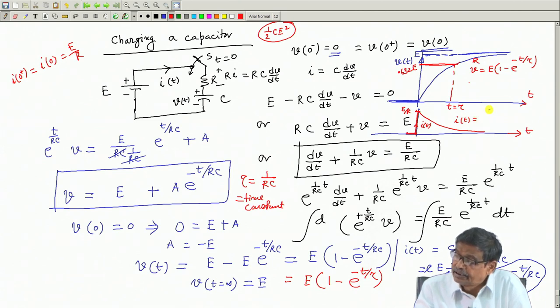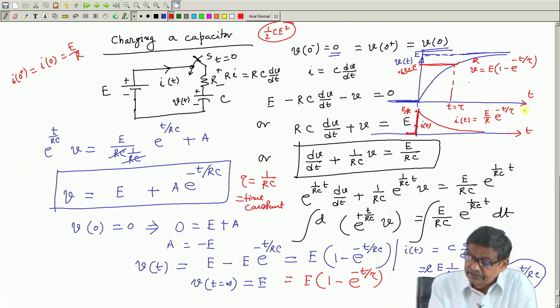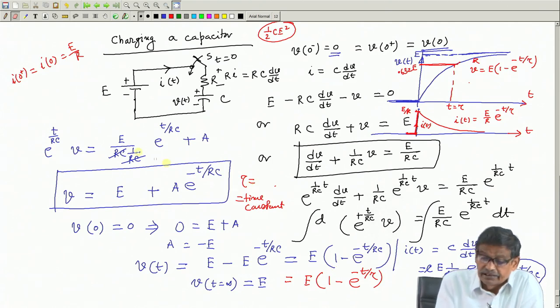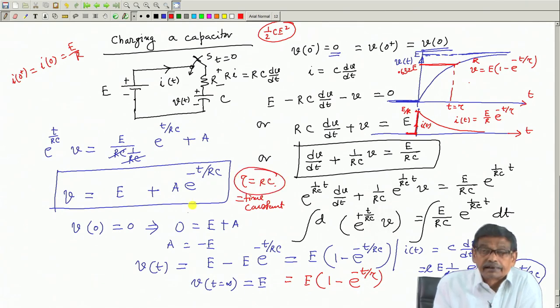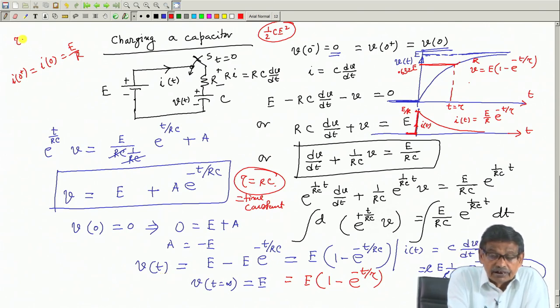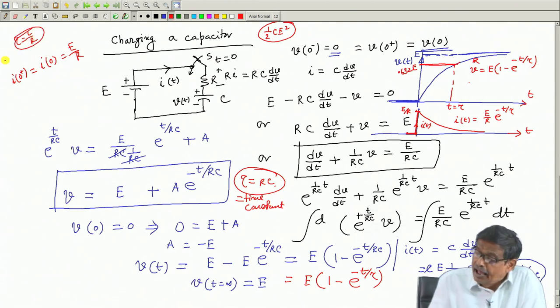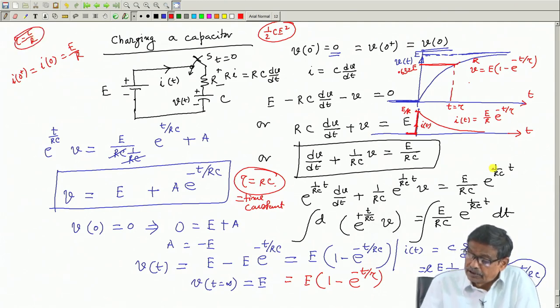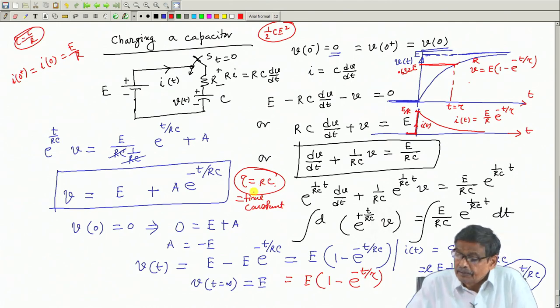How does current vary with time? It is E by R into e to the power minus t by tau. Tau is the time constant, which is, oh, I made a mistake here, be careful, tau is R C, the product of R and C. Please correct that. Product of R C is the time constant, not 1 by R C. And in case of an inductive circuit, the time constant was L by R, you recall that. Anyway, so tau is the time constant.